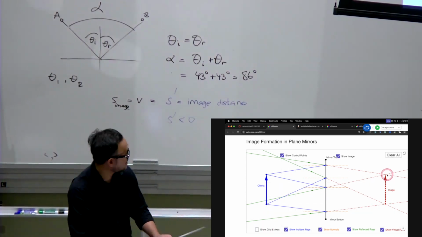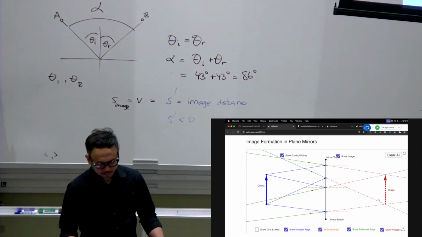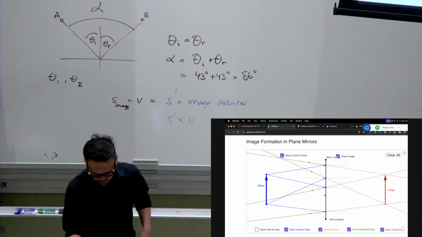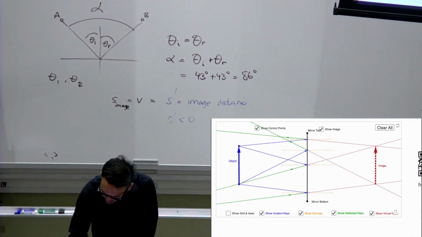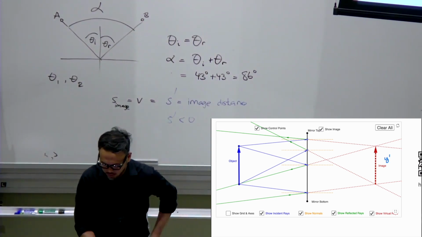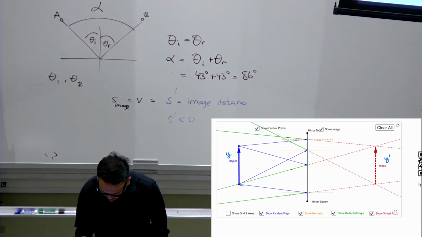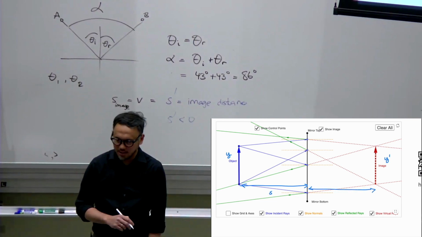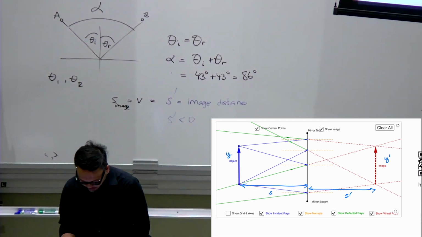The image is virtual, meaning the image distance is less than 0. If you do geometry, then let me switch to my iPad. If we do geometry, the height of the image is the same as the height of the object, and the distance of the object is equal to the absolute value of the distance of the image, but this one is negative because it's behind the mirror.